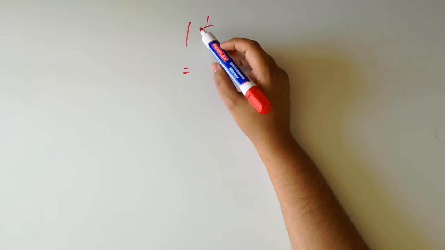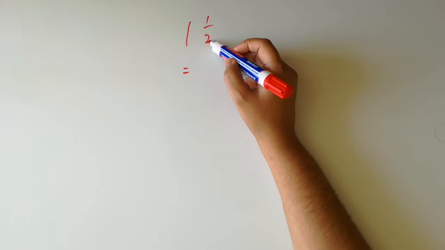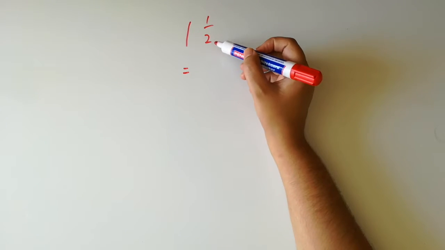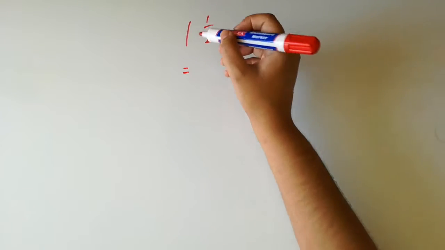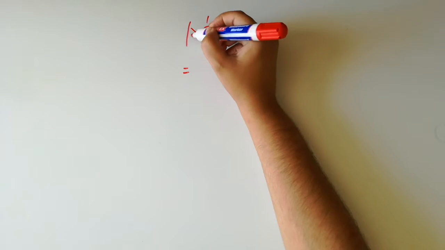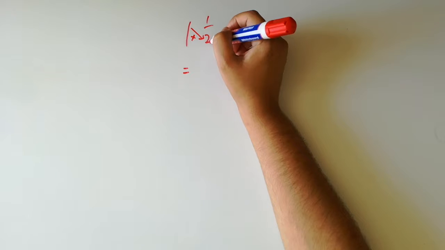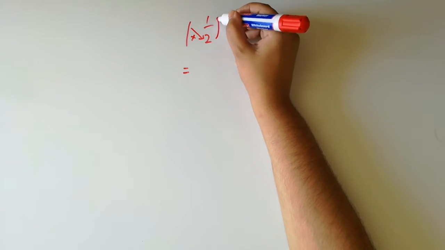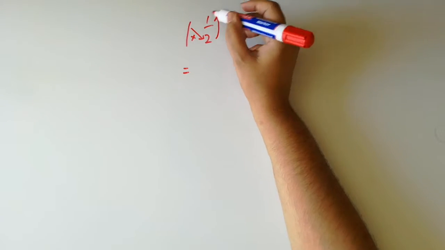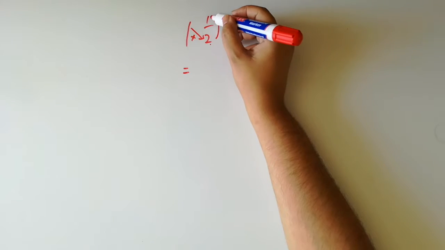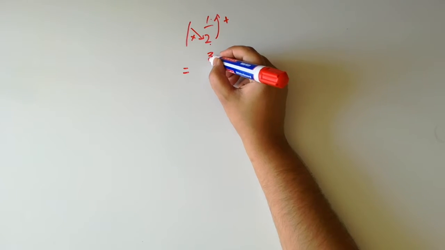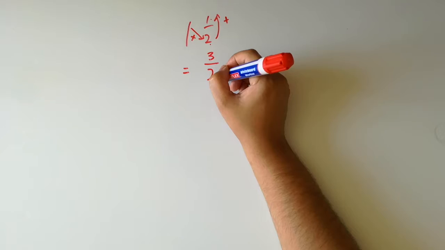I want to change it into an improper fraction. So what I need to do is take this whole number 1 and multiply it by the denominator. Remember, numerator on the top, denominator at the bottom. So the first thing I'm going to do is say 1 times 2. 1 times 2 is 2, and then I'm going to add the top. So 1 times 2 is 2, plus 1 is 3 over 2.